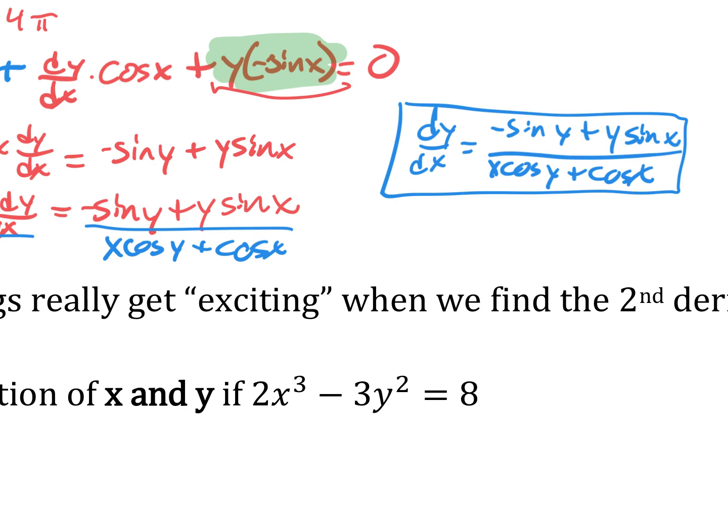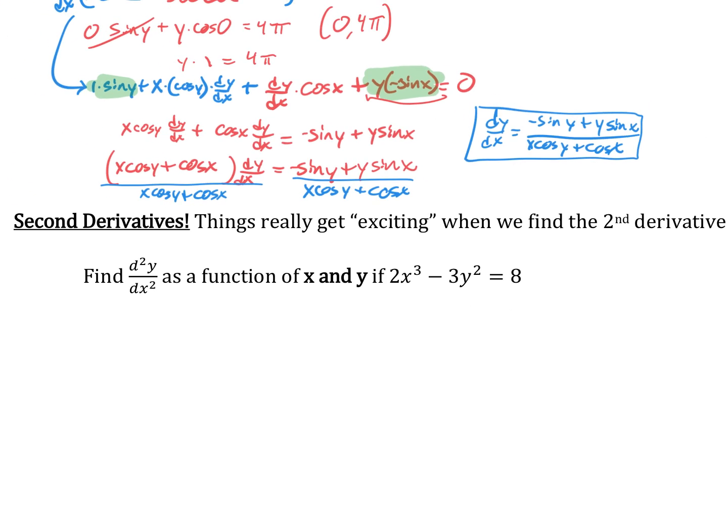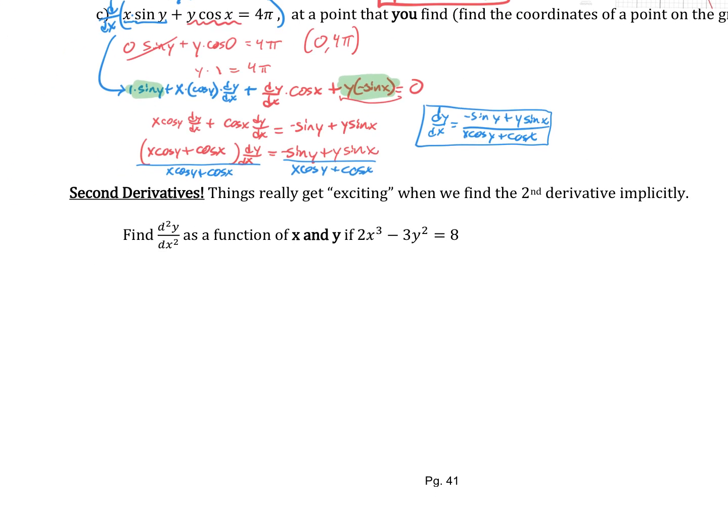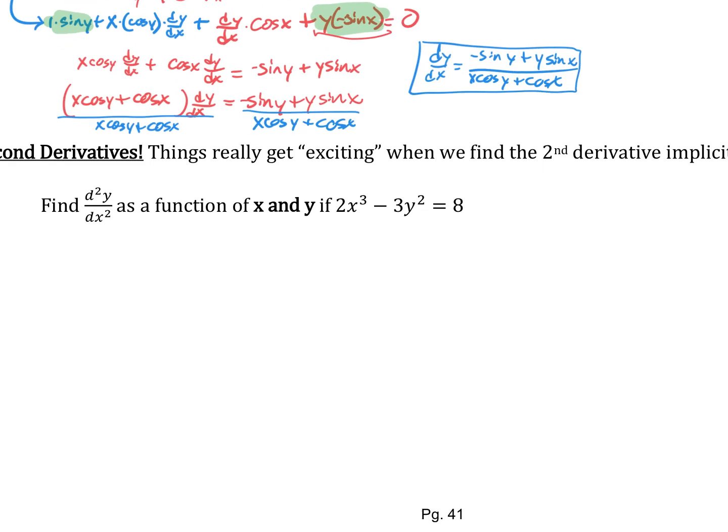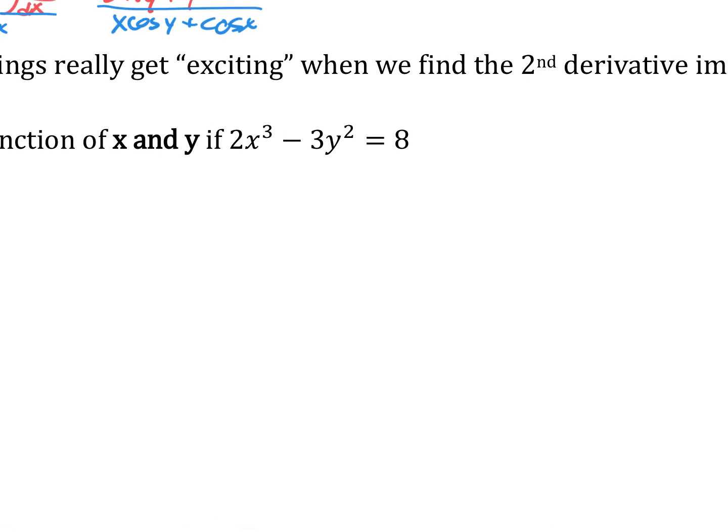All right. Well, last little part here. What if we take second derivatives? Well, this gets a little interesting here. So we want to find the second derivative. This is the second derivative, d2, that d2 means the second derivative, and we want to find it as a function of x and y. To do that, let's take the derivative of both sides.